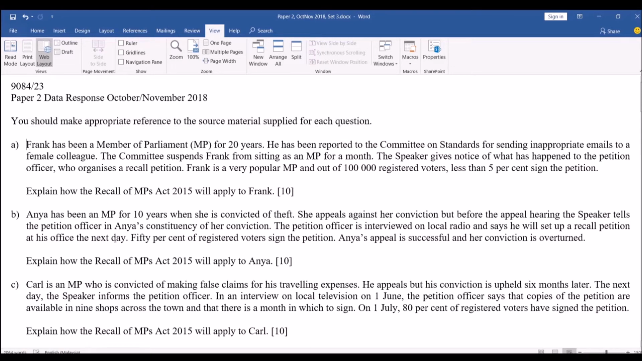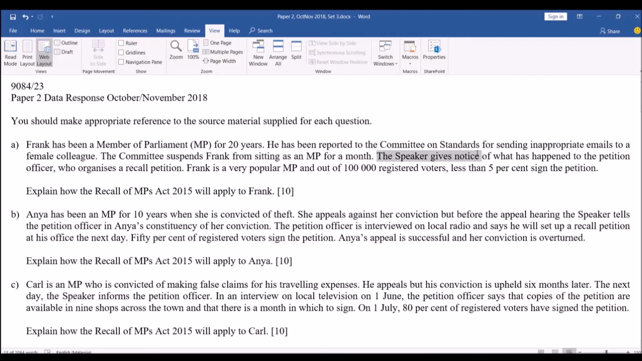Alright, so now before we actually go on to answer the question, it will be good to first read through the whole question together with the source material and to understand it. So question A. Frank has been a member of parliament for 20 years. He has been reported to the Committee on Standards for sending inappropriate emails to a female colleague. The committee suspends Frank from sitting as an MP for a month.